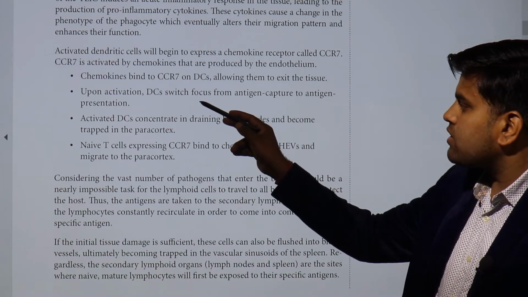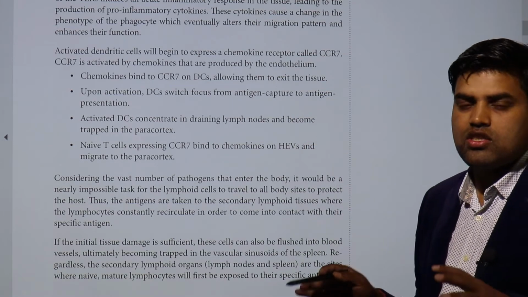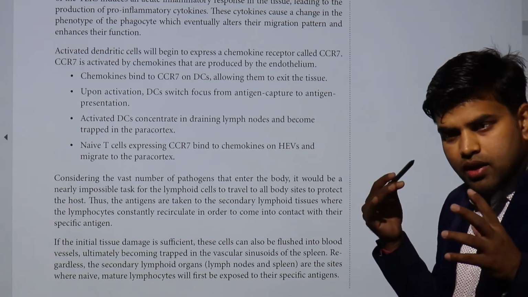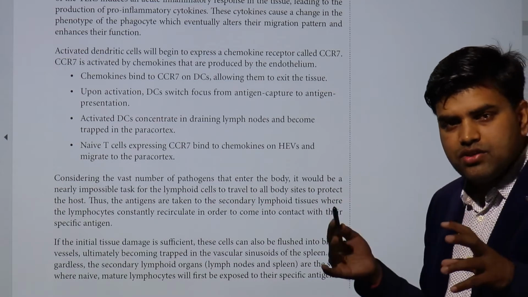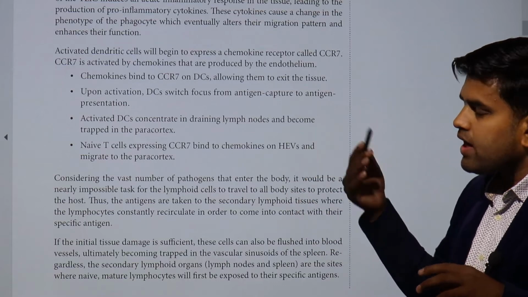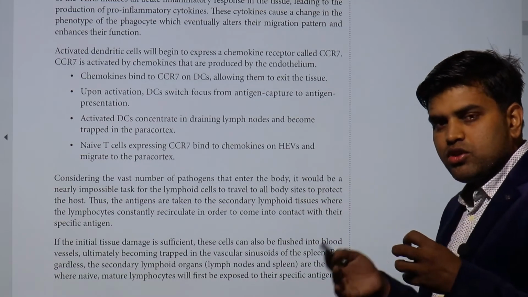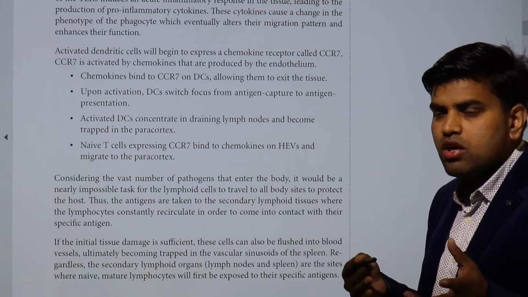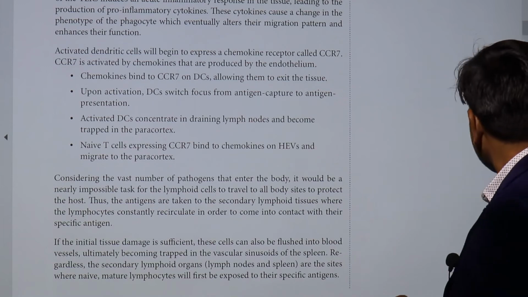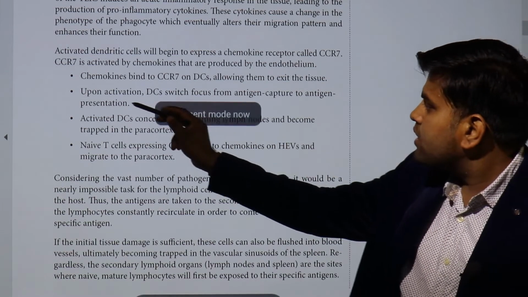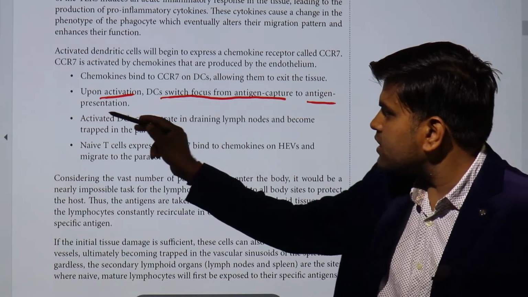Upon activation, the dendritic cell will shift its focus from antigen capture to antigen presentation. Initially, they were only capturing the foreign invader, the bacteria, the antigen. But once they are activated, they convert from capturing to presentation and then go to the local lymph node.